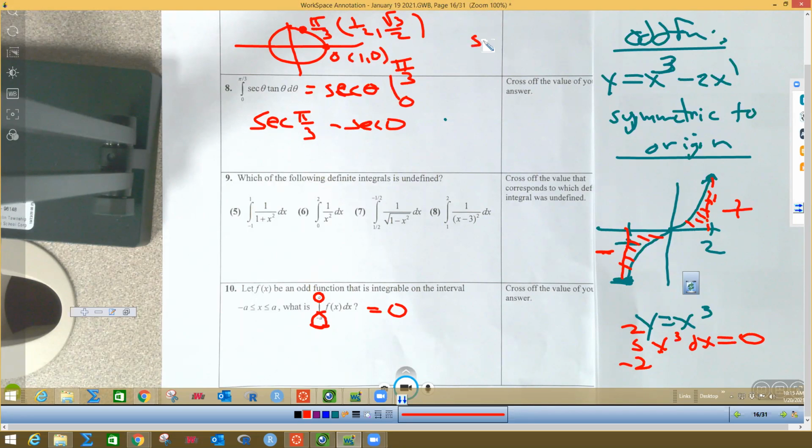You're supposed to know that secant is equal to the reciprocal of cosine. The cosine value is the x value off the unit circle. So the cosine of pi thirds is 1 over 2, and the reciprocal is 2. So this is a 2. And the secant of 0 is 1, since the reciprocal of 1 is 1. So you get 2 minus 1, which is 1. That's the answer. Oh, I forgot to subtract the secant of 0.